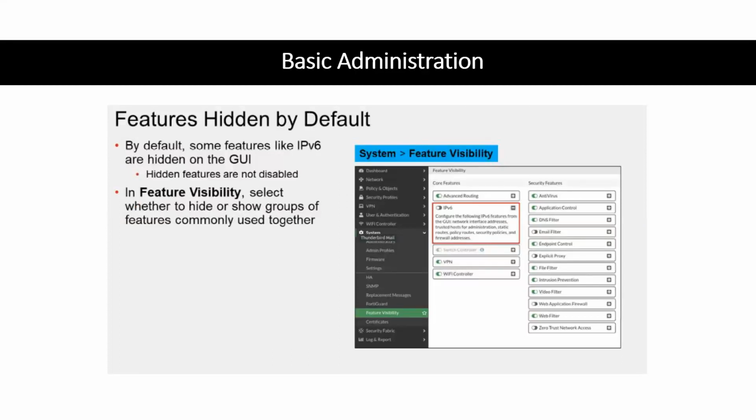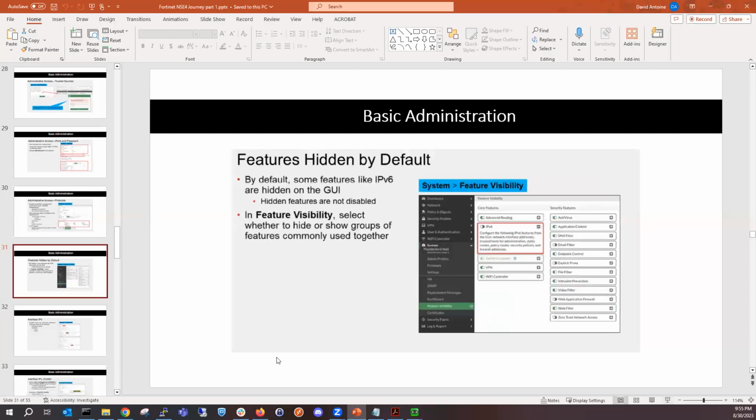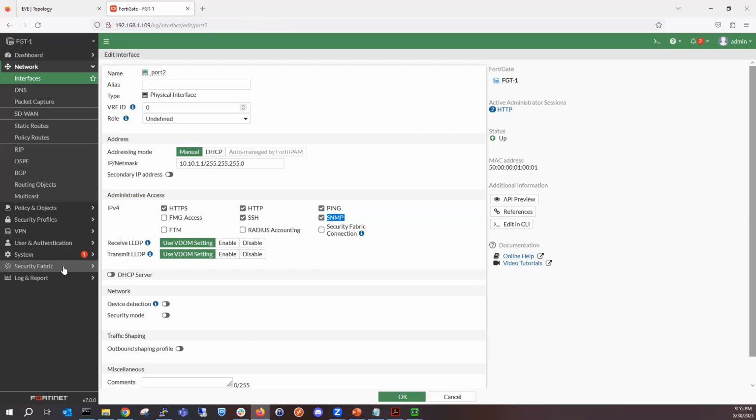within basic administration, all the features that you see on the page that I showed you guys are not all the features that are on a FortiGate. There are some hidden by default. To enable some of these that are hidden by default, like IPv6, we go into the GUI, go to the feature visibility section under System, and we can enable some of these features. Let me show you guys how that looks.